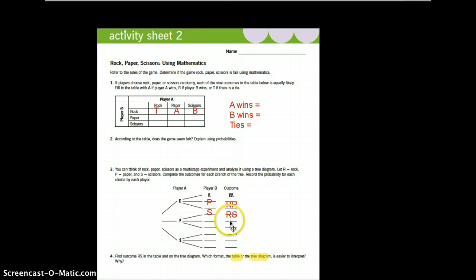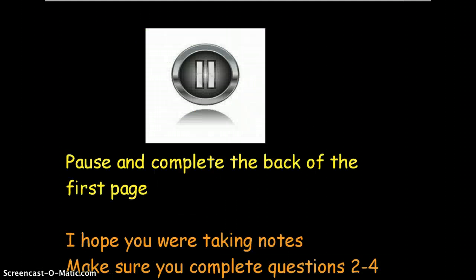You're going to want to complete all of the table before you do that, because on this page and the next page, you have to answer questions using the table and the tree diagram. And make sure you look at question 4, which says which format, the table or the tree diagram, is easier to interpret and why. So you're going to answer all of these questions. Go ahead and pause the video now, and make sure you complete that page before moving on.